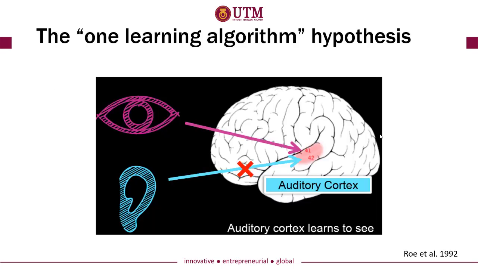So from that, I think this one is from research by Roe et al., 1992. It said that the hypothesis behind the one learning algorithm is that, let's say, this is the auditory region, the brain region that processes sound or voice that goes through the ears. There is what we call the auditory cortex, which is around here.